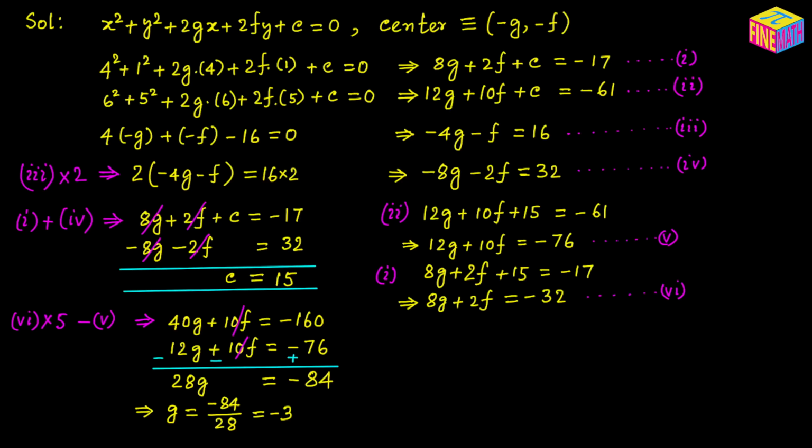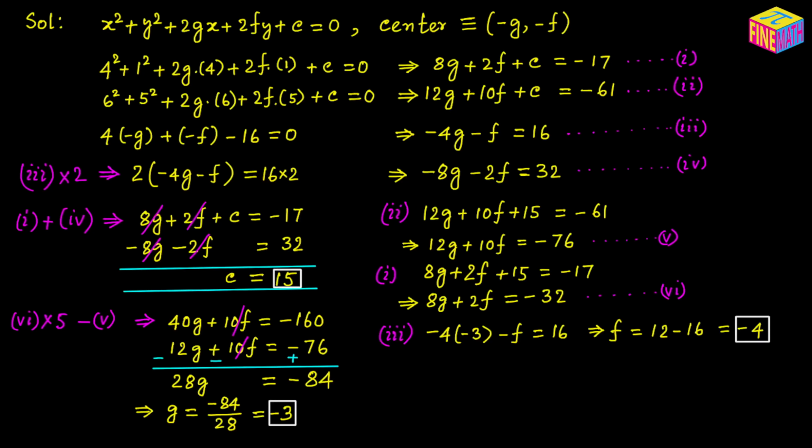Now let's try to find the value of f. From equation number 3, we can use the value of g and then calculate the value of f. So if we plug in the value of g in equation number 3, we get negative 4 times negative 3 minus f is equal to 16. And from here, f will be equal to 12 minus 16, which is equal to negative 4. So we have been able to find the value of c, g and f. And those are the 3 unknowns that we needed to calculate.